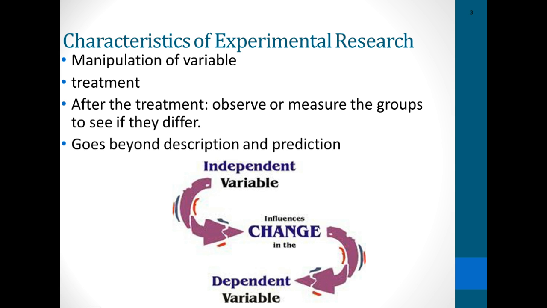So there are a few different characteristics of experimental research. One is that the researcher manipulates some type of independent variable, right? The researcher decides the nature and the extent of that particular treatment. And then after that treatment has been administered, the researchers observe or measure the group receiving the treatment to see if they differ. Experimental research really enables researchers to go beyond just description and prediction, and it's an attempt to help determine what caused the effects.